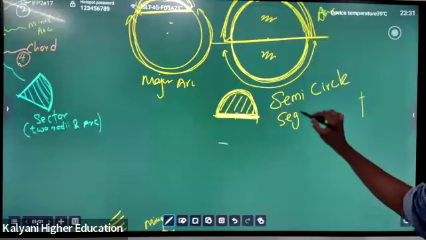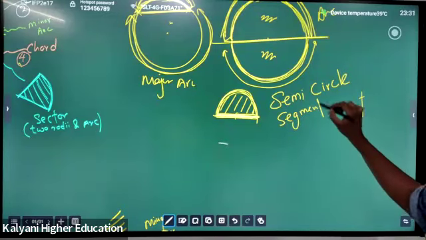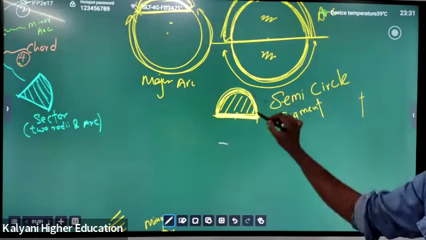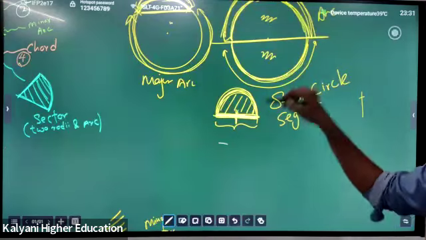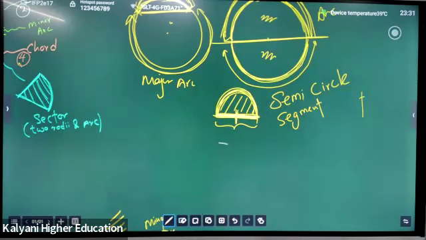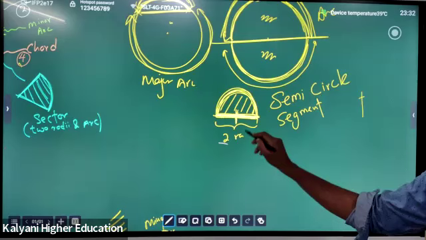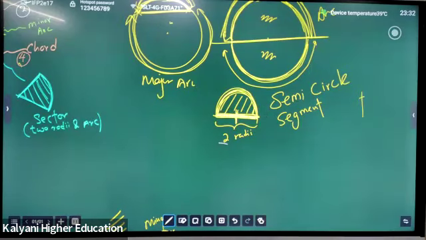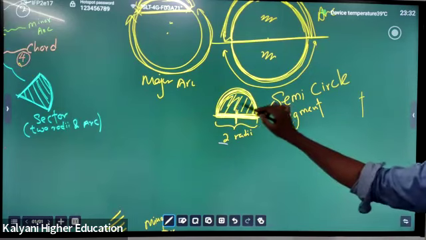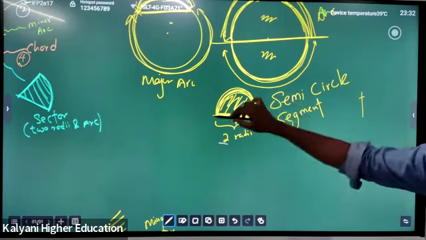Segment, the rule is satisfied. No, it's a segment, because the chord is there and the arc is there. Okay, wait. Here you have the diameter, no? Diameter means how many radii? 2 radii and 1 arc. Diameter means 2 radii. And this part of the circle is bounded by 2 radii and an arc.